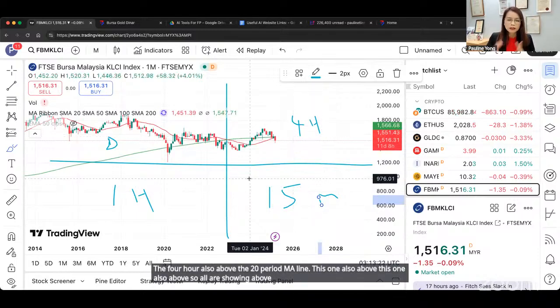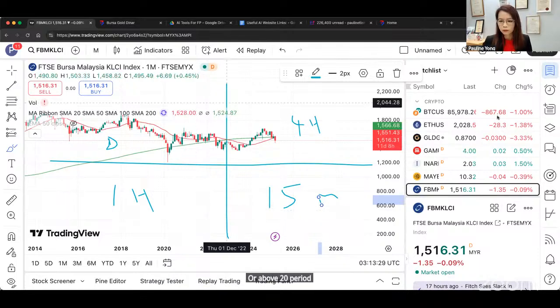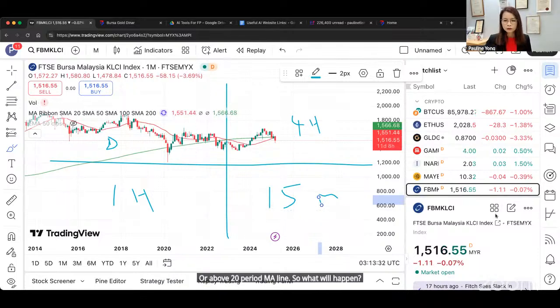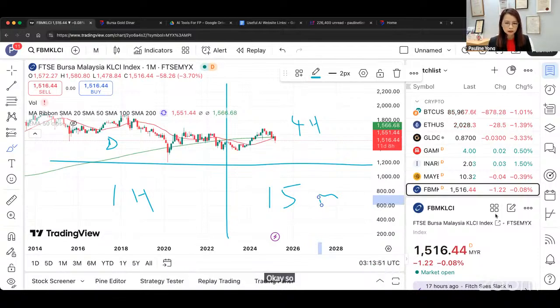Then can anybody tell me what that tells you, if all are above the 20 period MA line? What will happen? Good to buy or not? Normally when you see this, it's supposed to be bullish, strong bullish. But whether it will be too late to go in, you need to analyze the individual chart. Basically it is good.